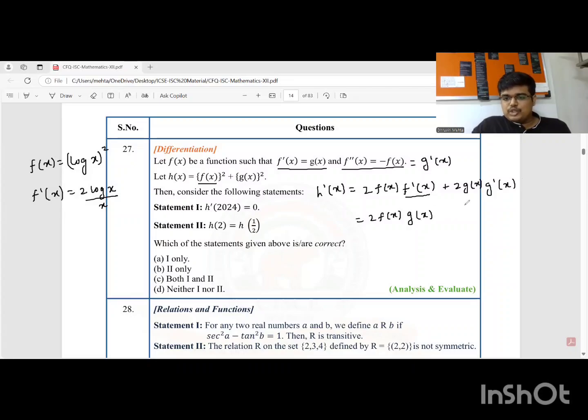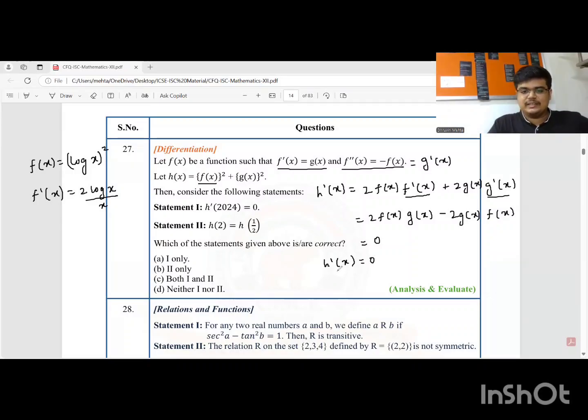This is plus 2 times g of x. Do we know what is g dash, students? G dash is minus f, so this is minus 2g of x into f of x. Do you observe, students? This gets cancelled. We get h dash x is equal to 0. So students, we're getting h dash x is equal to 0.